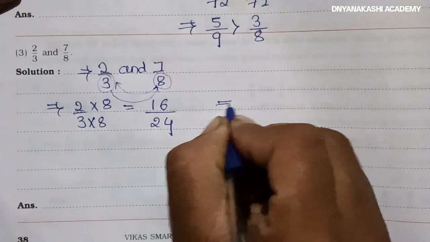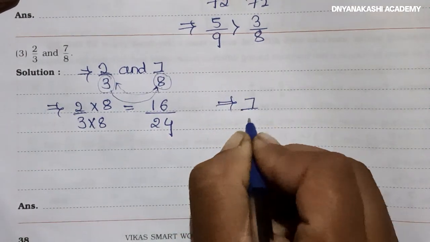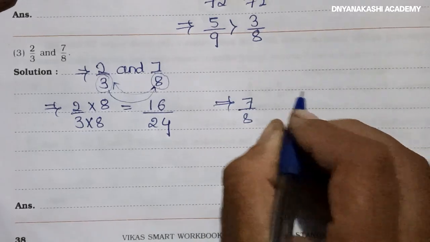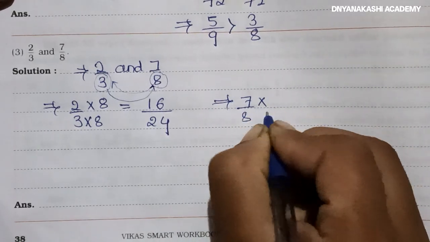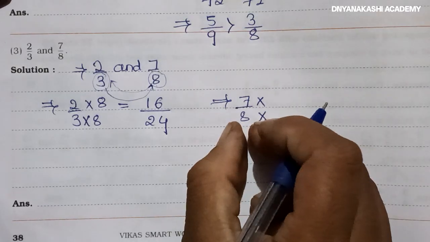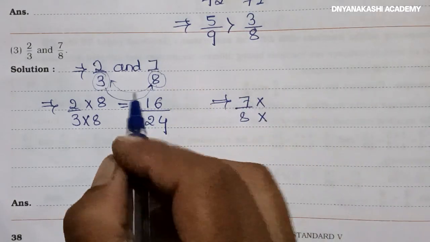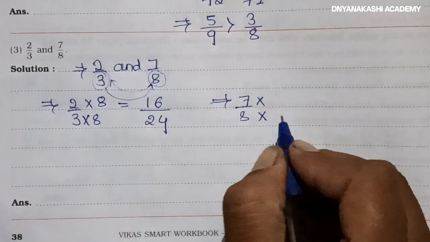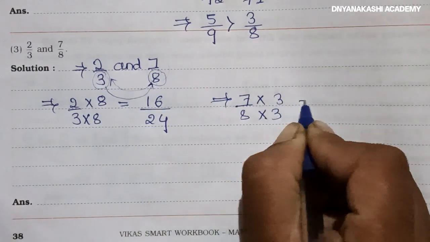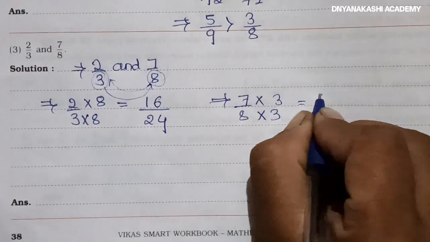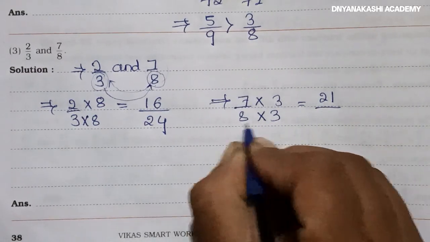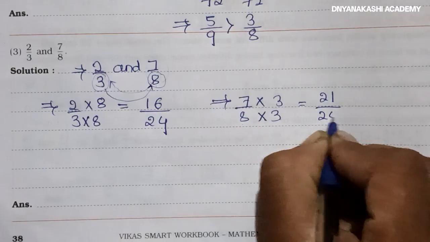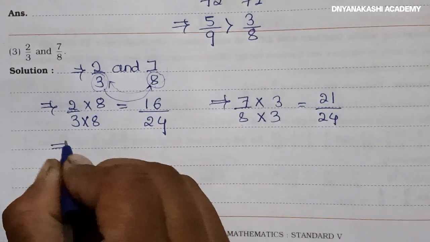And I also write the equivalent fraction of 7 by 8. What number do I multiply with 8 to get 24? I multiply this 3 with this fraction. 7 threes are 21. 8 threes are 24.